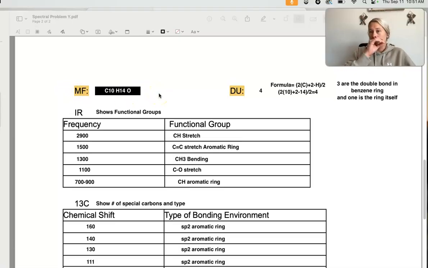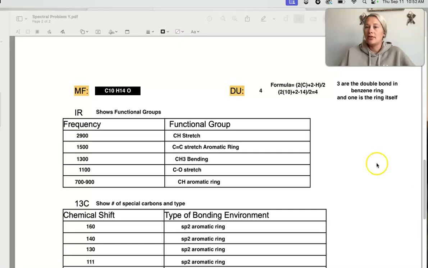The first thing I did was figure out my degree of unsaturation, using this formula: 2 times carbon plus 2, then subtract the hydrogen, and divide that sum by 2. I plugged in our 10 carbon and 14 hydrogen. So 2 times 10 plus 2 is 22, minus 14, and we divided that number by 2, which equals 4. We will go over where those 4 unsaturations are later on.